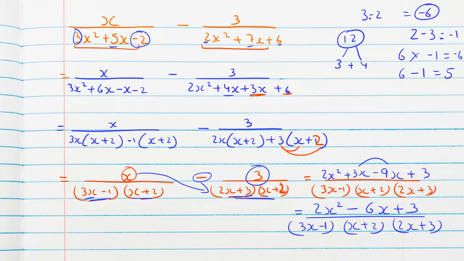And this is actually our final answer, because we cannot simplify the numerator. Even if you multiply this 2 and 3 together, it will give us 6, and there are no two numbers that give us 6 when we multiply and the sum is negative 6. So this is our final answer.